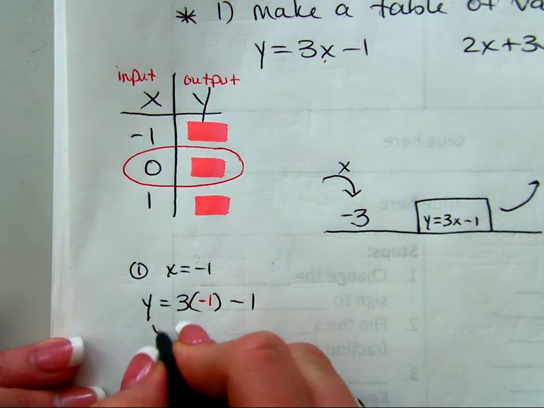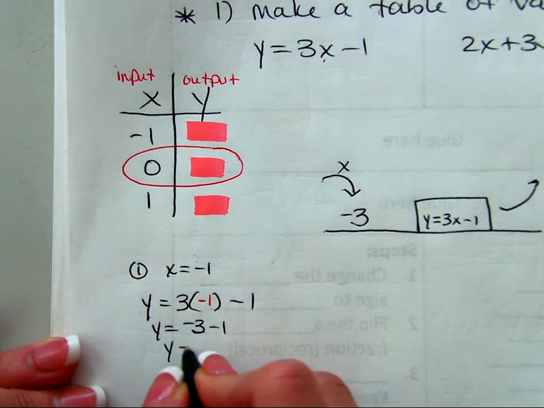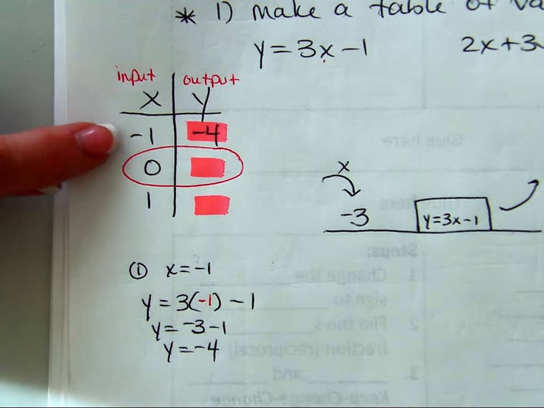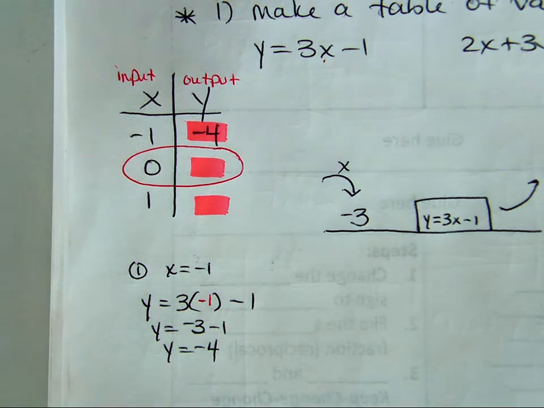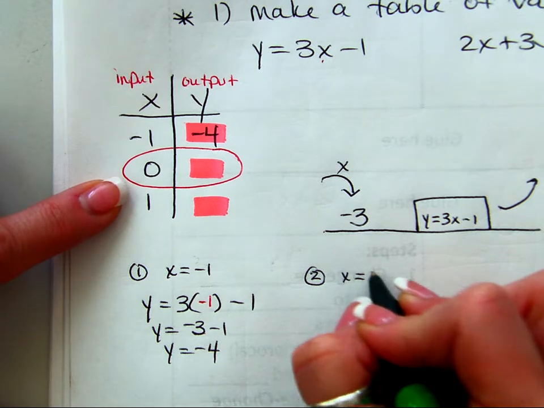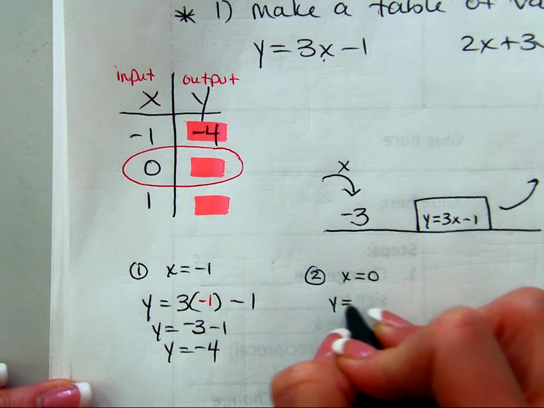So then I just have a little bit of calculation to do. This is -3. -3 minus 1 is -4. So when I made my X -1, my Y was -4. Yep. This is called making a table of values, and it should look very familiar. So now I got to do that with my next X value, which I chose 0. Here's why I always choose 0, because it's really, really easy.